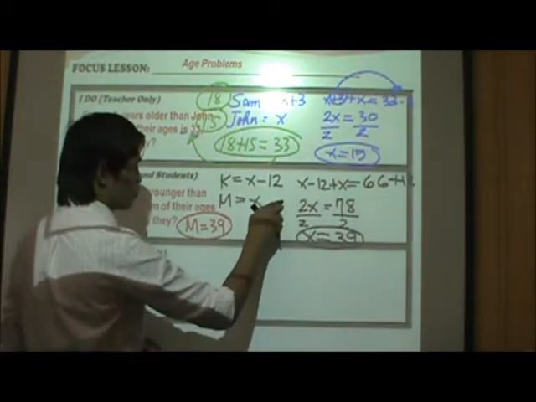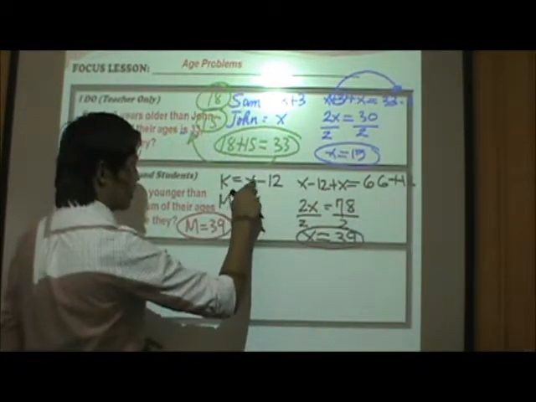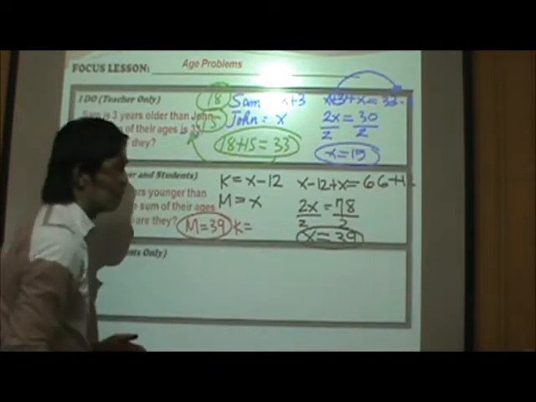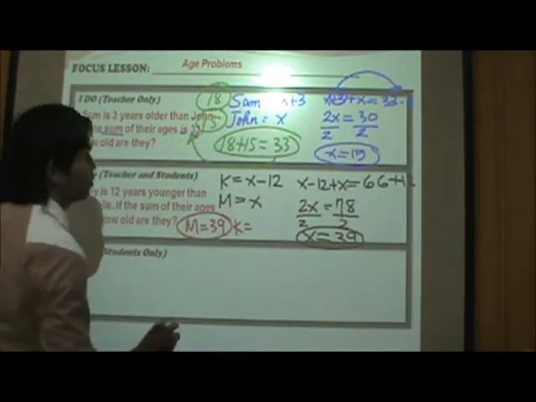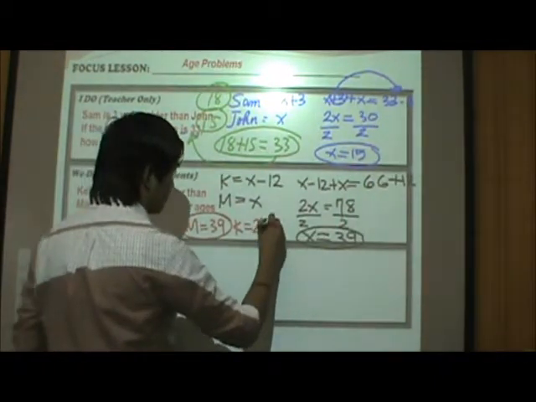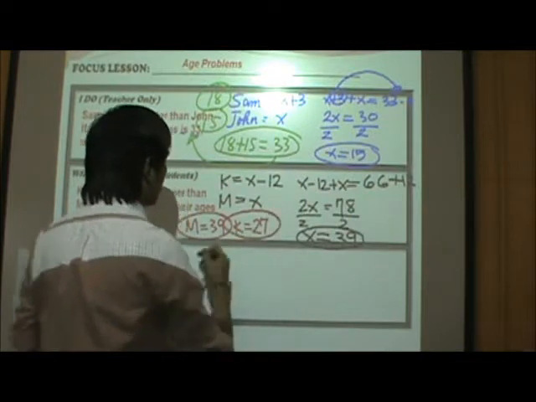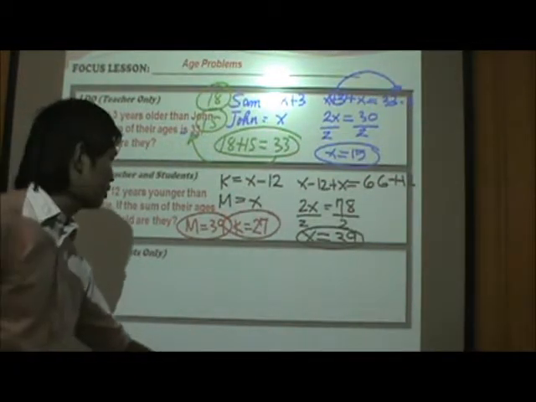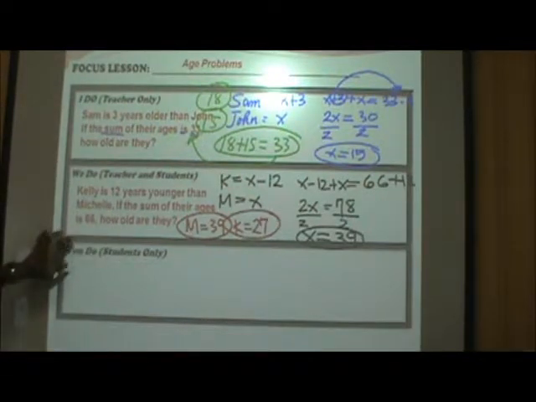Kelly's X minus 12. That is 39 minus 12. So what is 39 minus 12? It will be 27. Okay. So here we got Michelle is 39 years old. Kelly is 27 years old. Here we go.